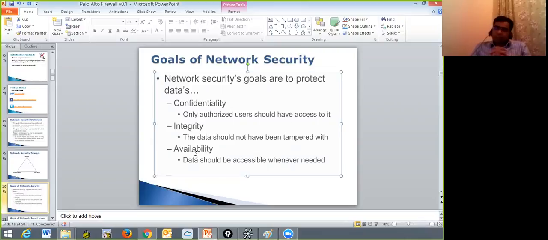But let's come to the point of confidentiality. What do you mean by confidentiality? Would anybody like to share anything? Give me some hint. What do you think about confidentiality?